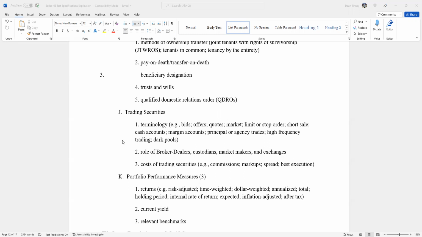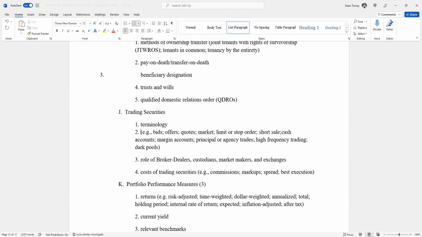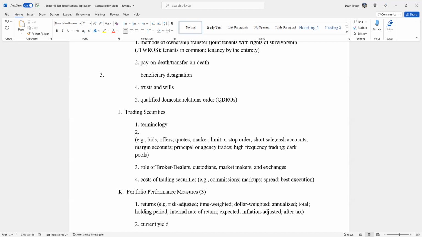Okay, for us this morning, we're going to be doing section J of NASAA's test specifications about trading securities and terminology or nomenclature. It's like learning a foreign language. What do they say? When you dream in the foreign language, that's when you know it. So I guess when you're getting comfortable with this language, you're in good shape. And so the first thing that we have in markets, trading securities, are what we're going to call bid prices.